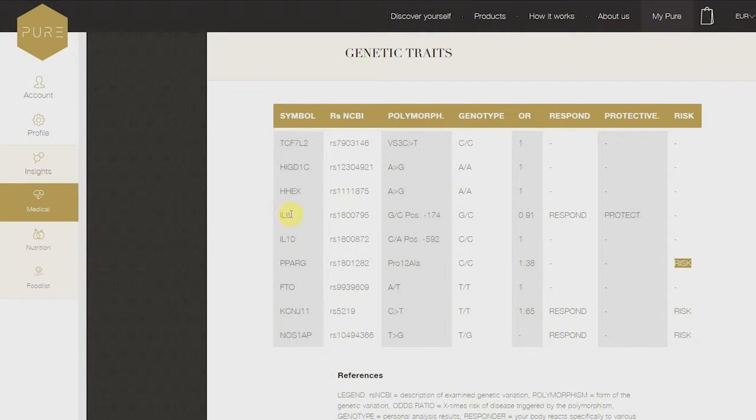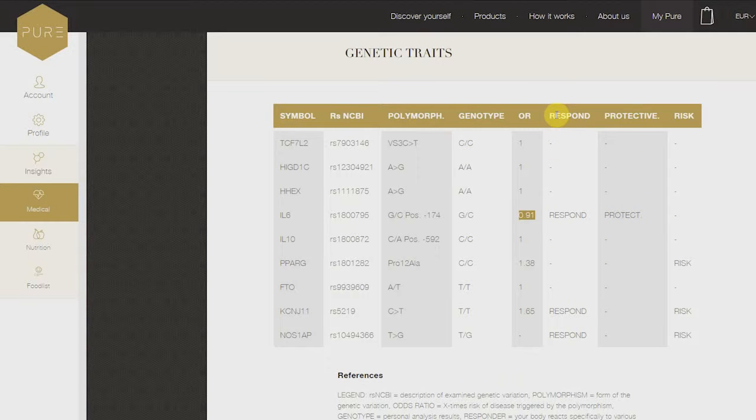Then it is also possible for genes to be protective. So you could have 1 or 2 copies of a protective gene. If we look at the interleukin 6 example, for example, this person has a G in 1 of the 2 copies of the gene and a C in the other of the 2 copies. And this is actually protective. So this person has a lower risk of developing the disease through this gene. So the odds ratio is a 0.91. So this person has a 0.91-fold risk of developing the disease. This means it's protective. This is why in the protective column you see the word protective.